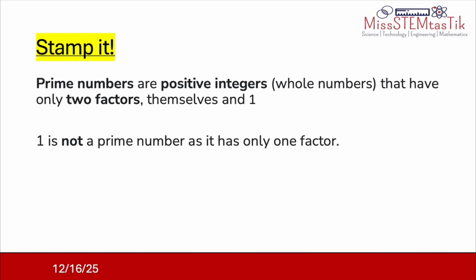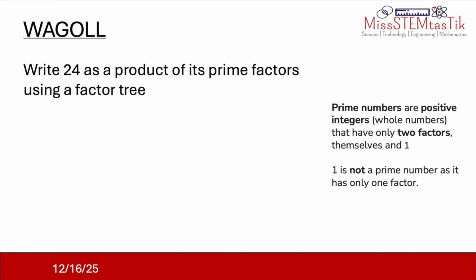To stamp it. Prime numbers are positive integers, i.e. they are whole numbers that have only 2 factors, themselves and 1. 1 is not a prime number as it only has 1 factor. Let's work through an example to see what this looks like. Write 24 as a product of its prime factors using a factor tree.